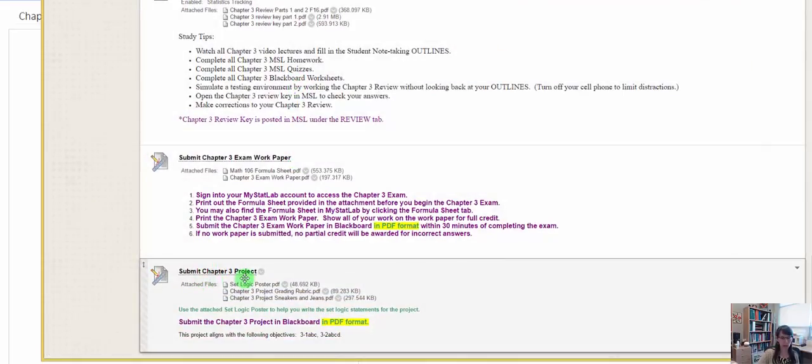So Chapter 3 project is here, and you'll notice there are 3 different attachments. The first one is the SetLogic poster that will help you to write SetLogic notation. The second one is the grading rubric for your project. And finally are the instructions for the Sneakers and Jeans project.